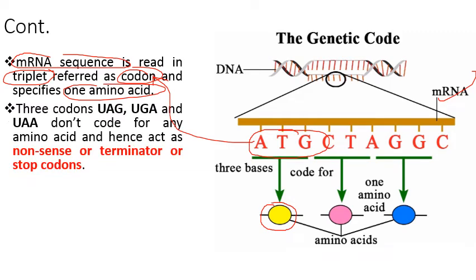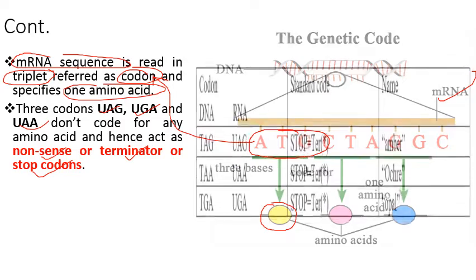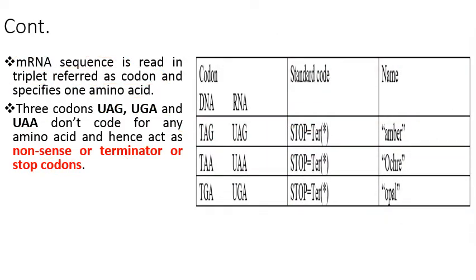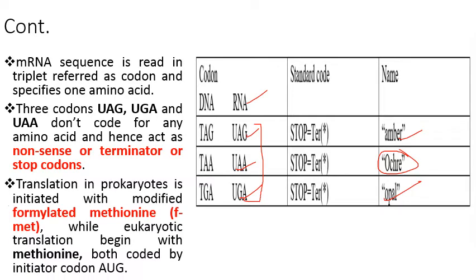There are certain codons which do not code for any amino acid, which are known as nonsense codon, terminator codon or stop codon. So these are UAG, UGA and UAA, and we use different names for these terminator codons. On RNA they are present as UAG, UAA, UGA. These all three codons are stop codons, and the term used for UAG is amber, UAA is ochre, and for UGA is opal. So these are the names used for these stop codons.